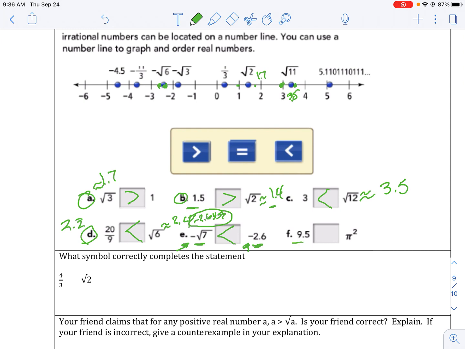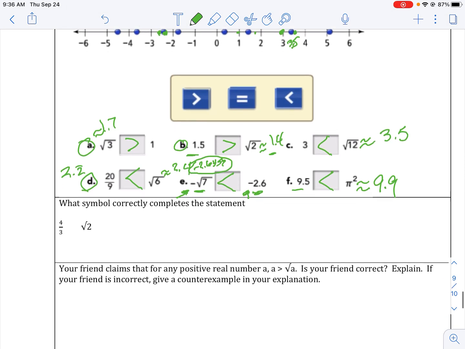Now here we have 9.5, and there is a pi button on your calculator, and you can square pi times pi, and this is approximately 9.9 when rounded. Again, it goes on forever, but here we are rounding. So I get 9.9. The second 9 is bigger than 5. Therefore, that is greater than.